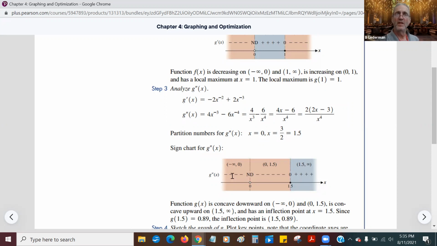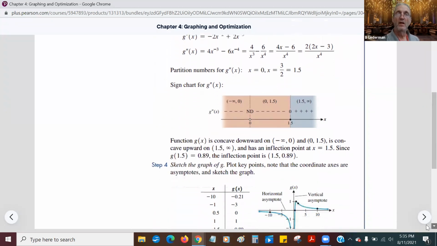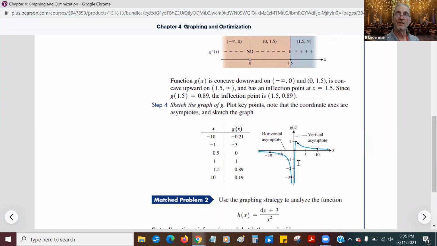And the sign chart is going to be negative, negative, positive, negative, negative, positive, negative, negative, negative, positive. And now to put it all together, this is the crazy thing we get.